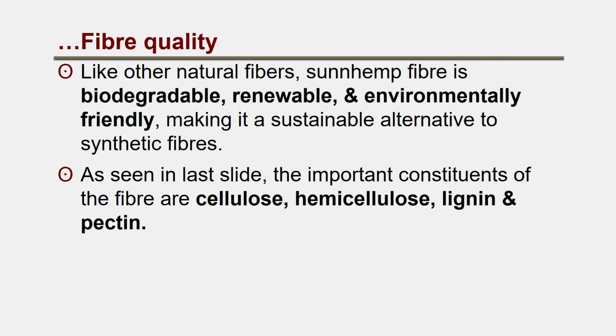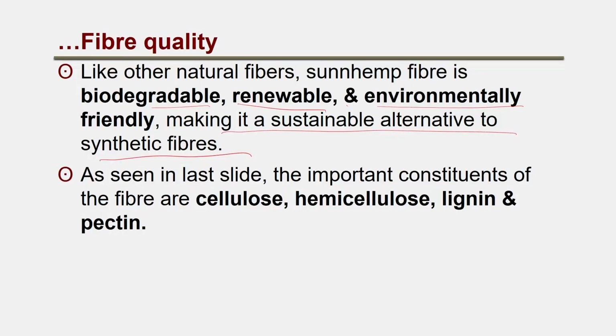Like other natural fibers, sannhemp fiber is biodegradable, renewable and environmentally friendly, making it a sustainable alternative to synthetic fibers. So people try to use synthetic fiber more these days because they are cheaper, but they have several negative consequences on the environment. But these kinds of fiber are natural and biodegradable, therefore they are environment friendly. As seen in the last slide, the important constituents of fiber are cellulose, hemicellulose, lignin and pectin.